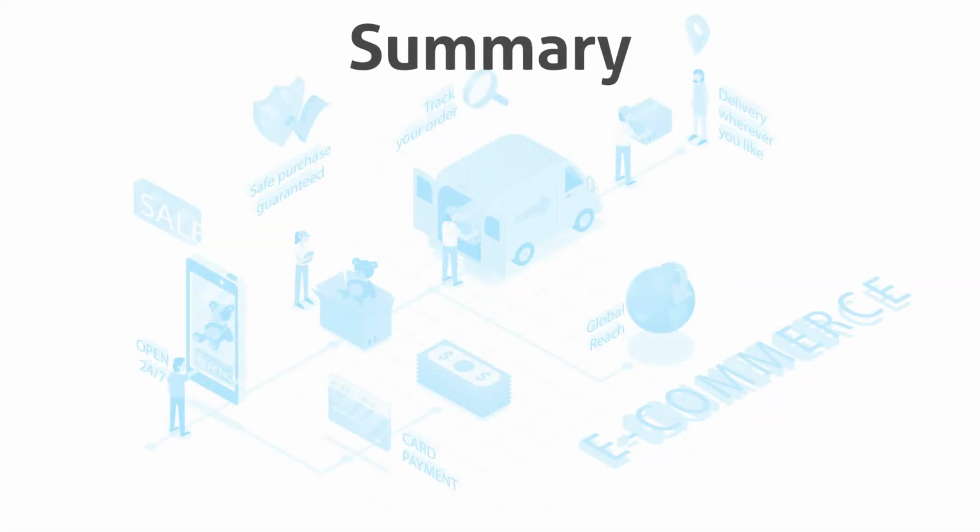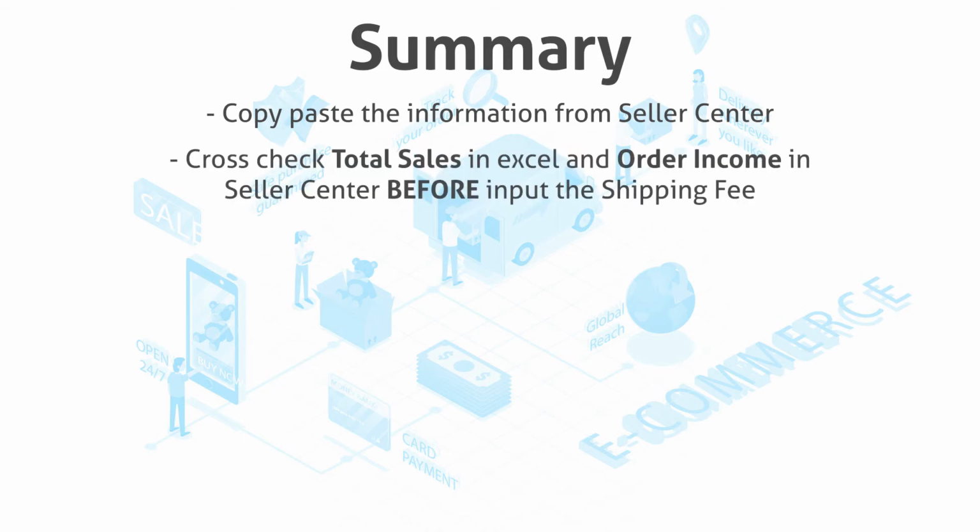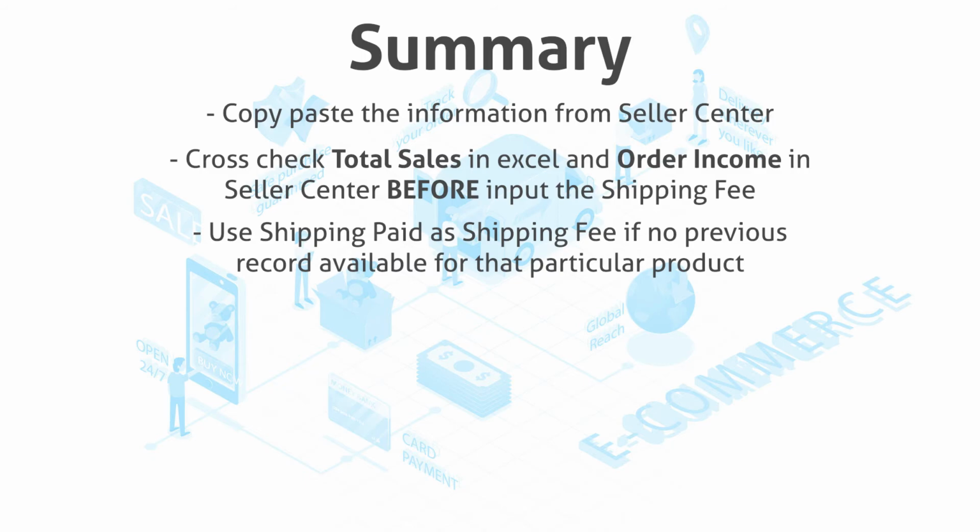To summarize the sales and order operations, copy-paste the information from the Seller Center. Cross-check total sales in Excel and order income in Seller Center before inputting the shipping fee. Use shipping paid as shipping fee if no previous record is available for that particular product. Order details are saved into sales sheets.